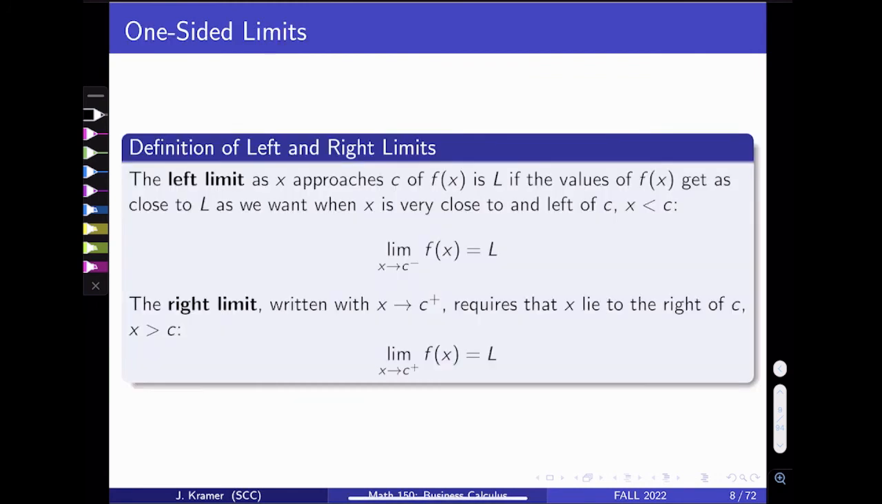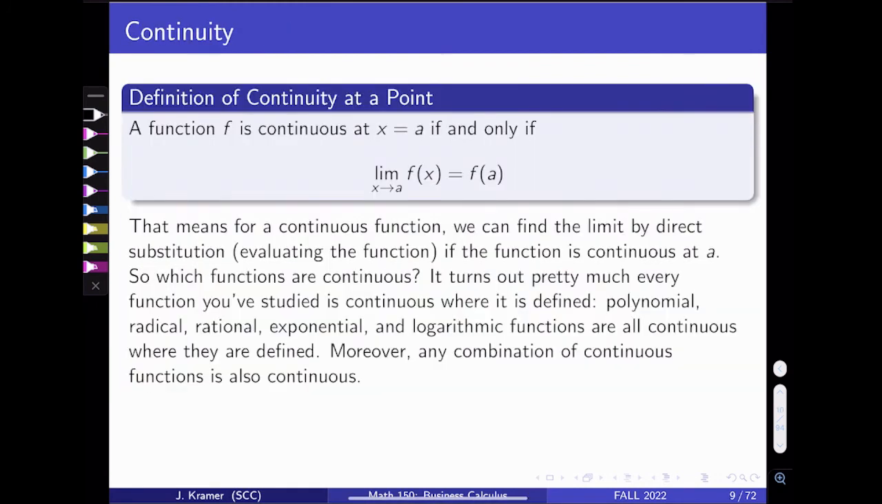That leads us to the definition of continuity. A function f is continuous at x = a if and only if the limit as x approaches a of f(x) equals f(a). So there are a few things at play here. It says that the limit has to be defined. So the limit from the left-hand side and the right-hand side have to be the same, and both of them have to equal the actual point when the function is evaluated at a.